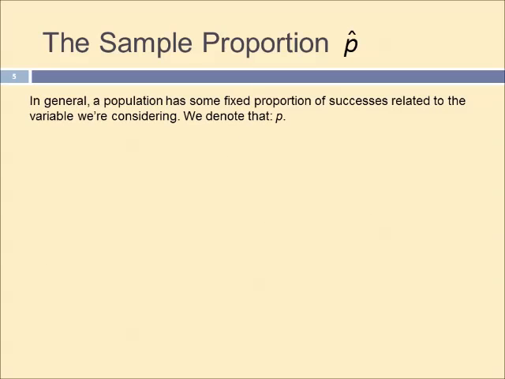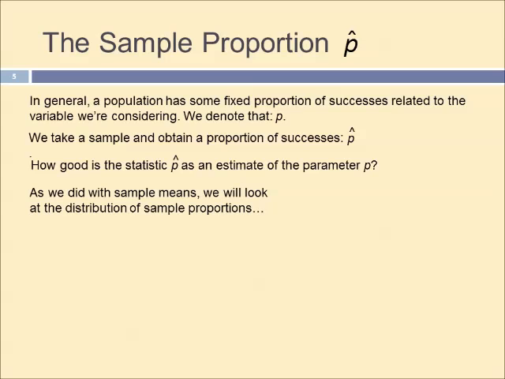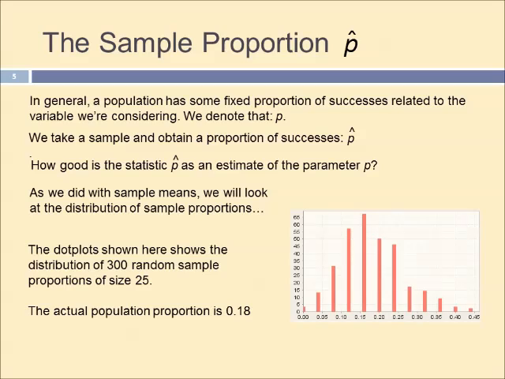In general, a population has some fixed proportion of successes related to the variable we're considering. We'll denote that with a p. We take a sample and obtain a proportion of successes in the sample. We call that p hat. So how good is the statistic p hat as an estimate of the parameter p? As we did with sample means, we'll look at the distribution of sample proportions.